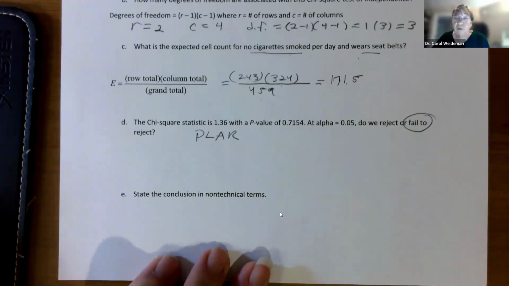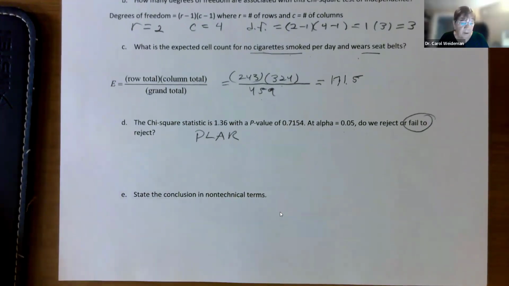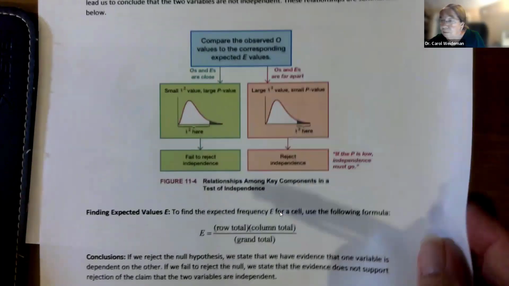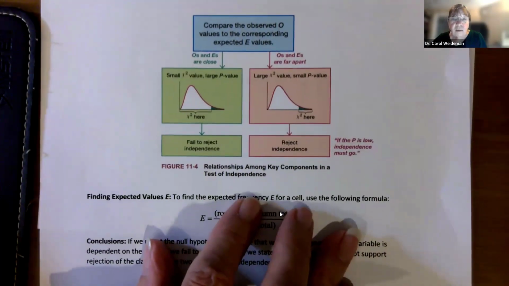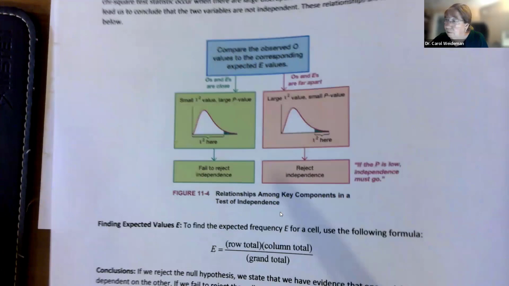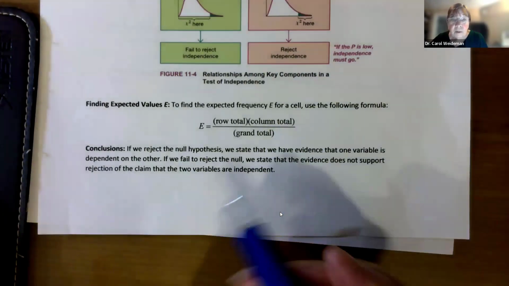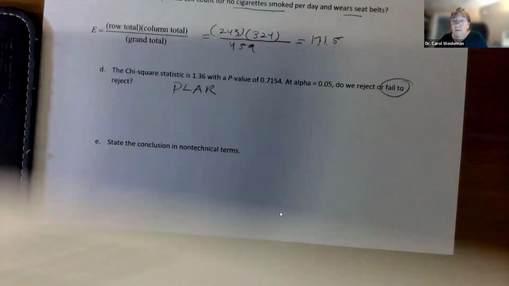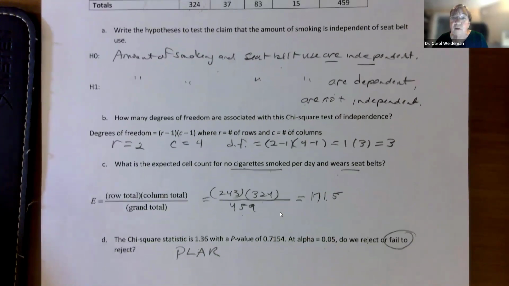So what's our conclusion? Remember my little flow chart I had for you before. Let's go back for a second. When we have a p-value where we fail to reject, we're going to say fail to reject, and we're going to conclude further down the page here: evidence does not support rejection of the claim that the 2 variables are independent. So we can't reject the claim that these variables of smoking and seatbelt use are independent. So it doesn't seem that the theory is upheld here.